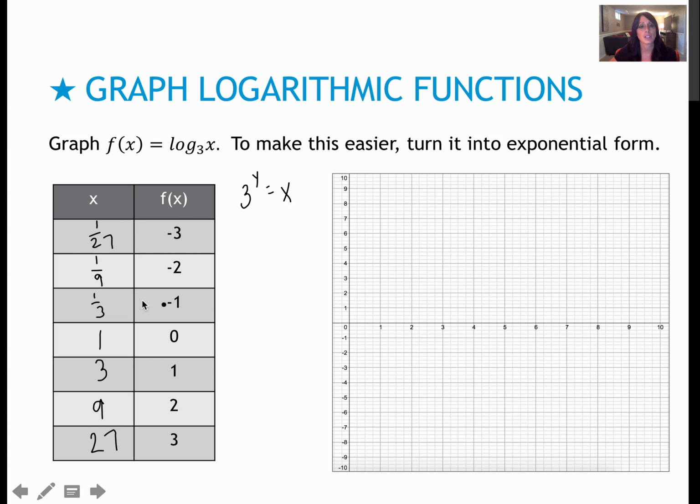So let's see what this graph looks like. 1/27 is super close here, and that's at -3. 1/9 also really close, and that's at -2. And then 1/3 is at -1. 1 is at 0. 3 is at 1. 9 is at 2. And that one's way too far. So my graph is going to look like this. Again, it should be on the right side of the axis. It's going to look something like that, and it's going to even out in this direction.